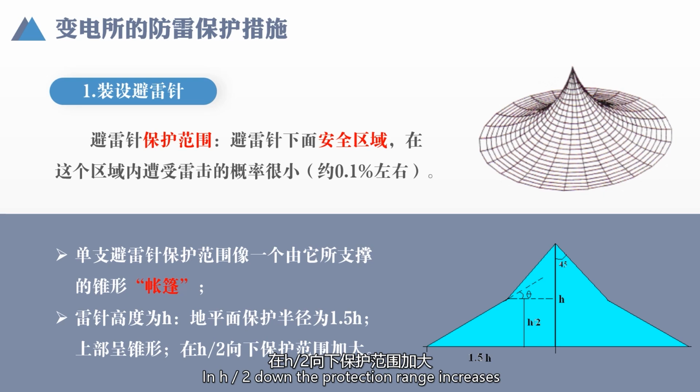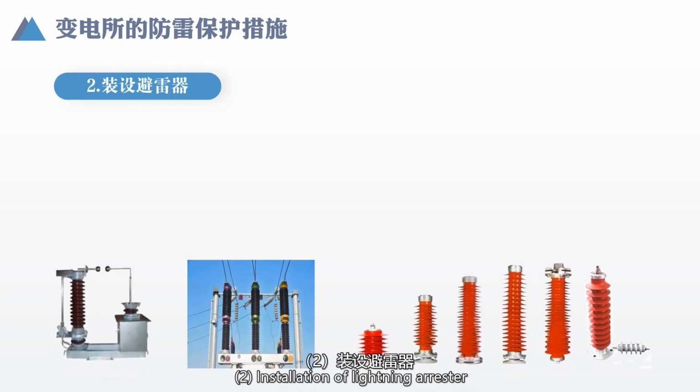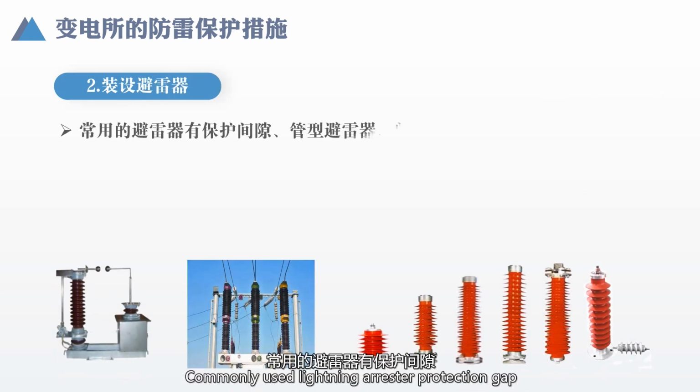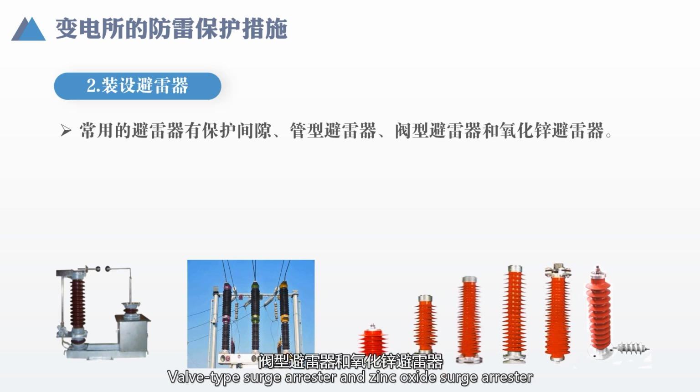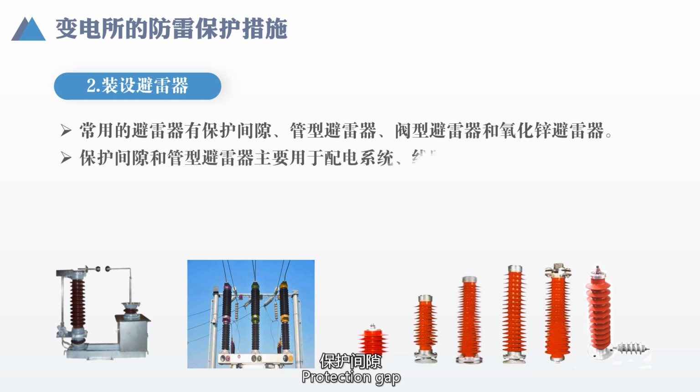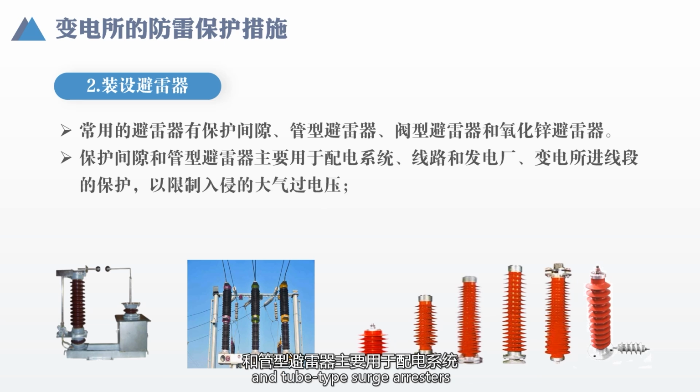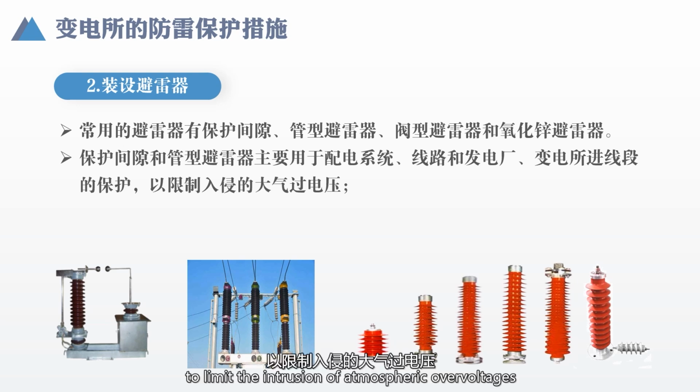In h of 2, down the protection range increases. Installation of lightning arrestor. Commonly used lightning arrestors: protection gap, tube type lightning arrestor, valve type surge arrestor, and zinc oxide surge arrestor. Protection gap and tube type surge arrestors are mainly used in power distribution system lines and power plants, transformer substation feeders to limit the intrusion of atmospheric overvoltages.